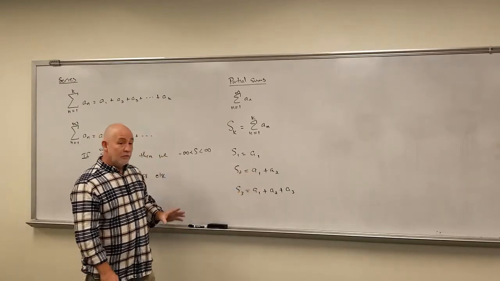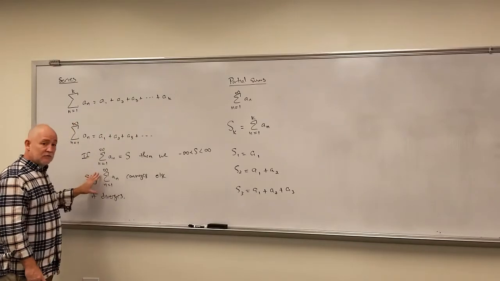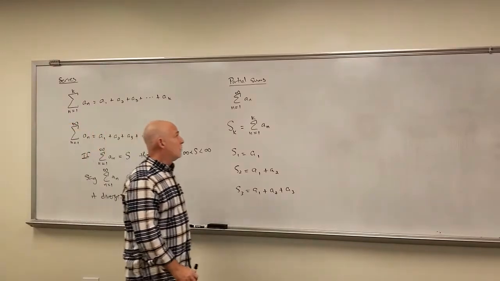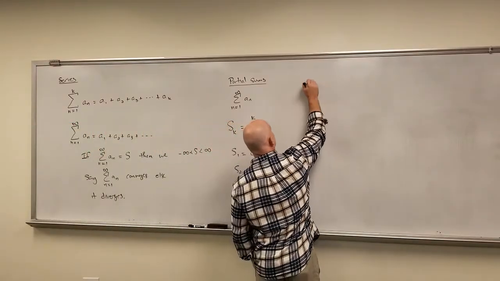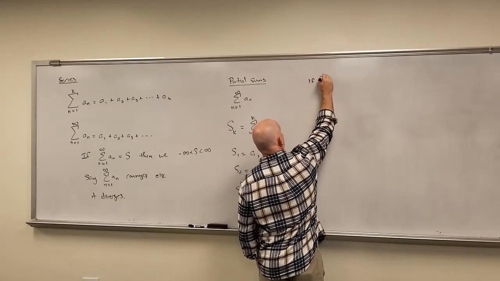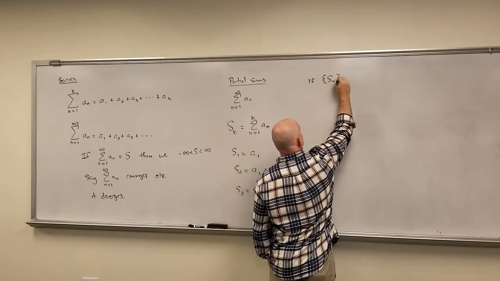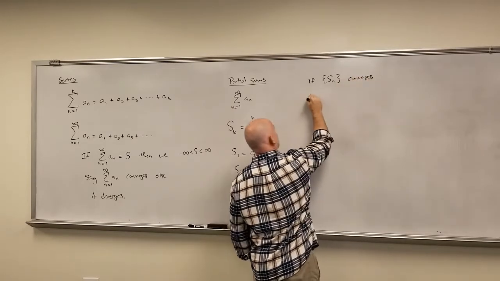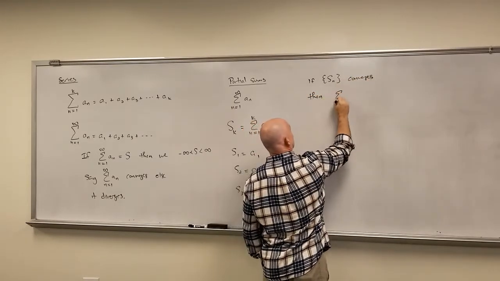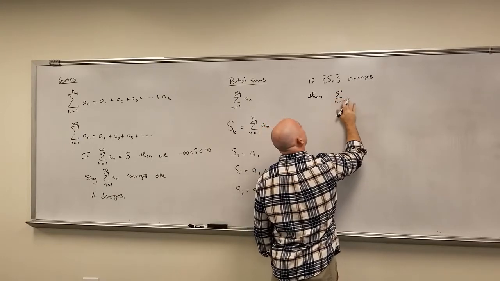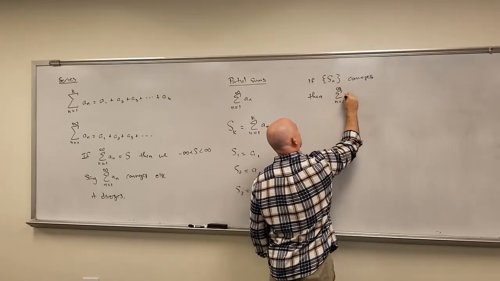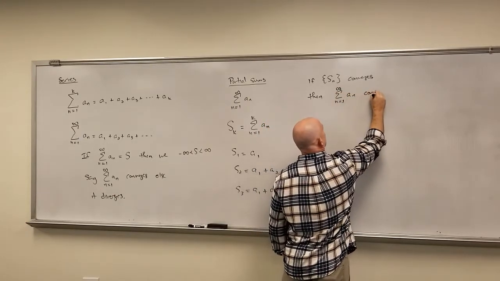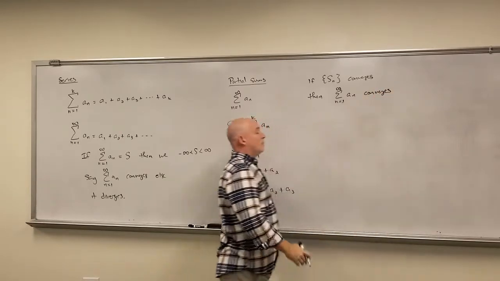So another way to define convergence, this is kind of the easy way, we can say this: if the sequence of s sub n converges, then the sum n equals 1 to infinity of a sub n converges. So here's the idea.